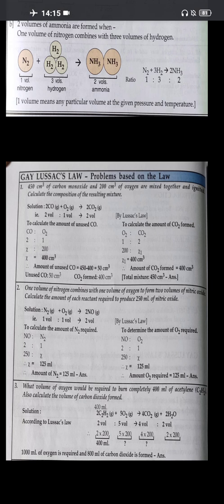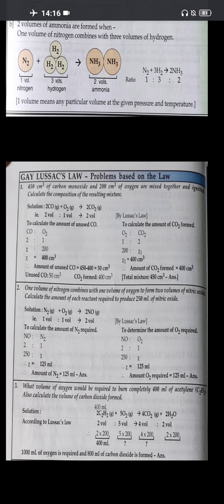So, how do I solve this numerical based on Gay-Lussac's law? In this question, they have not given you the balanced equation. So first step, I'm going to write the balanced chemical equation. So what is the required equation? 2CO plus O2 gives you 2CO2. Now look at the reaction. Two volumes of CO, that is carbon monoxide, react with one volume of oxygen to give you two volumes of carbon dioxide.